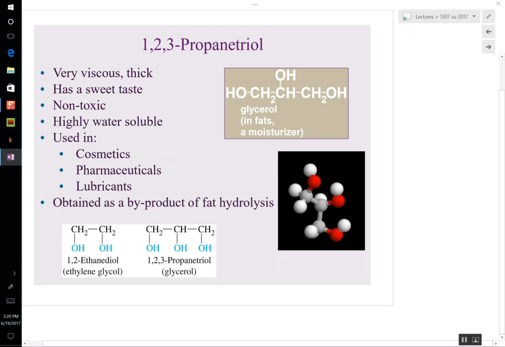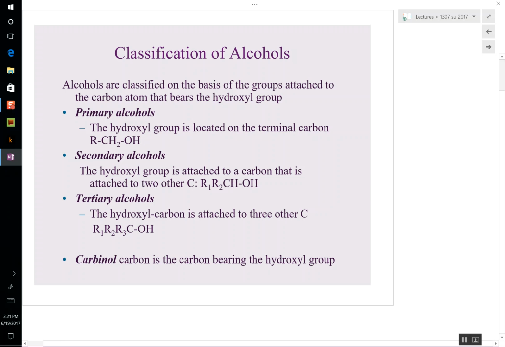All right, this is another molecule. I won't have you make a 3x5 card of this right now, but in chapter 17, when we get to triglycerides, this glycerol is the backbone of triglycerides. That's where you're getting the name triglyceride. It has a glycerol backbone. I'm just showing you these molecules. Okay, let's get this under our belt, the classification of alcohols.